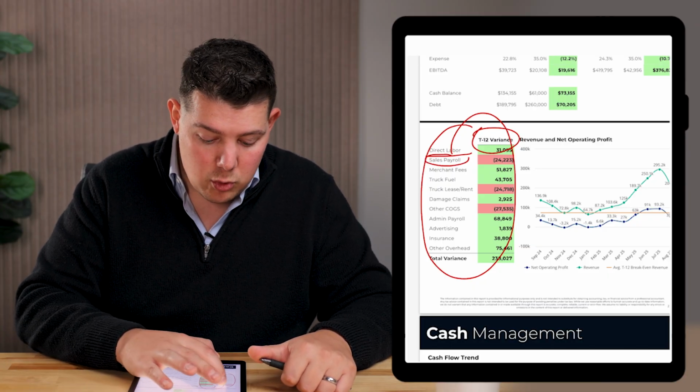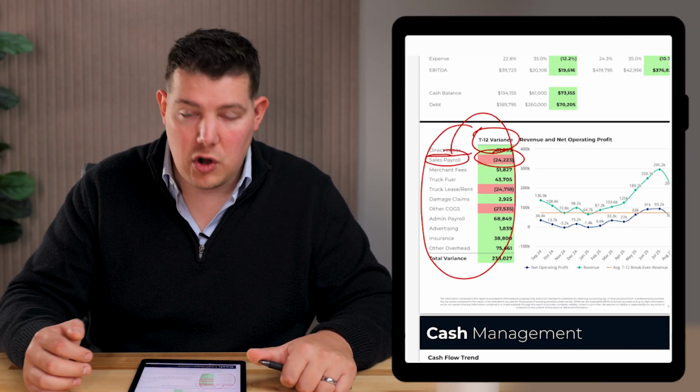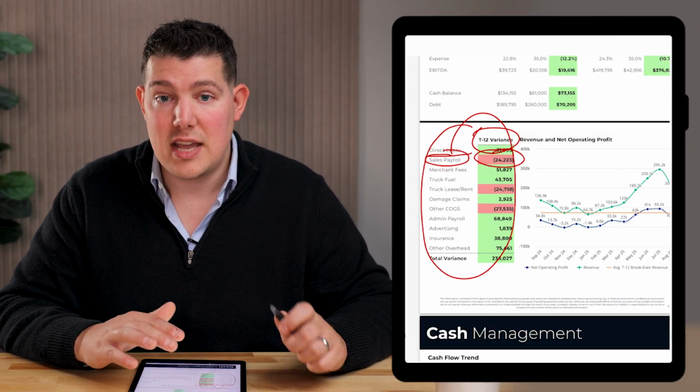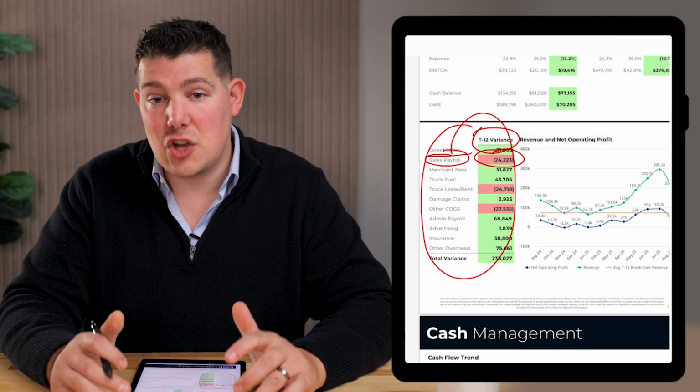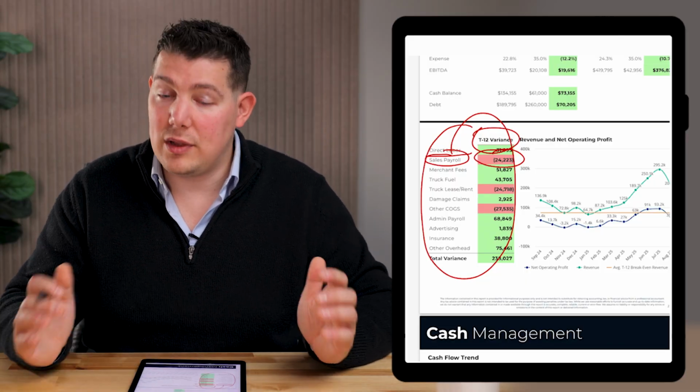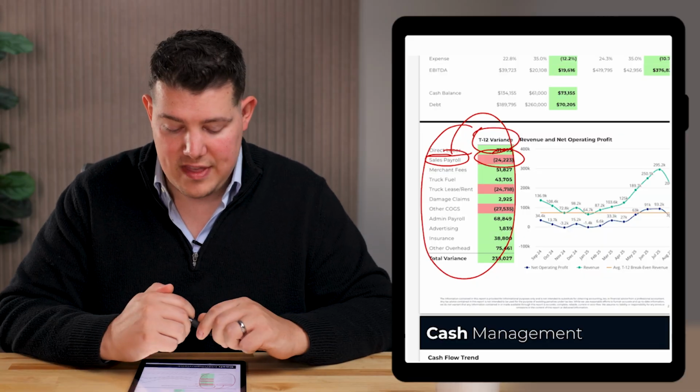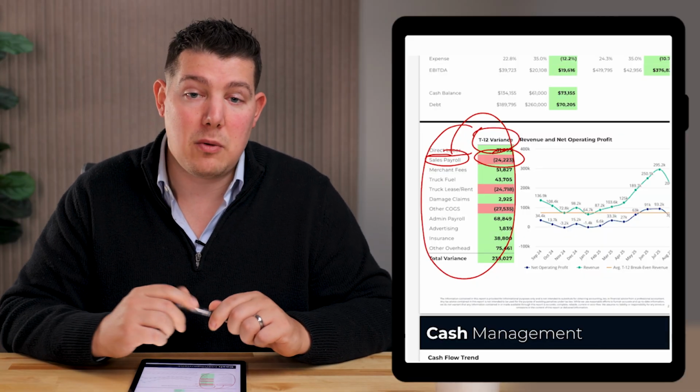So in sales payroll, we've identified that maybe we're a little bit over our targets, and we're over our targets by $24,000. If we want to make sure that we hit that target next year, we need to figure out with the same revenue how we can decrease our sales payroll costs by $24,233, and we'll be right on target.